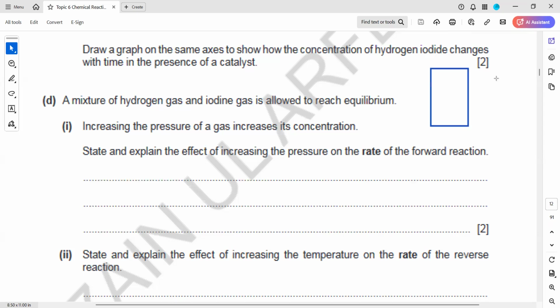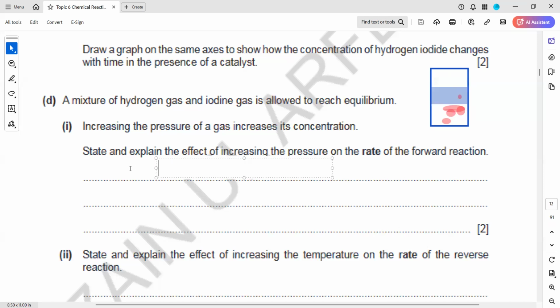what will happen to the rate? If anything is subjected to high pressure, let's say this was the original, and these are the particles of the reactant. But when we increase the pressure, the particles will come closer to each other. What will happen to the rate or the speed of a reaction as the particles come closer to each other? So the rate of reaction will increase.